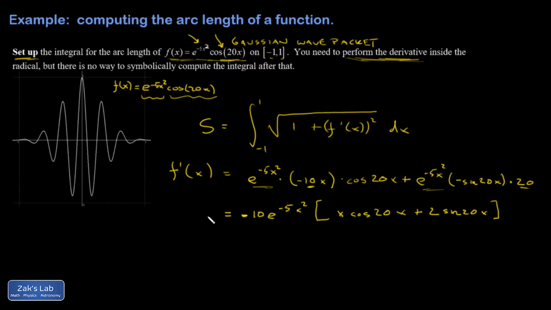Okay, and then I'm supposed to square that thing. I'm not going to expand that. I'm just going to leave it. So I have my total arc length is the integral from -1 to 1. Square root 1 plus, I'm not going to write the minus sign because it goes away when I square.